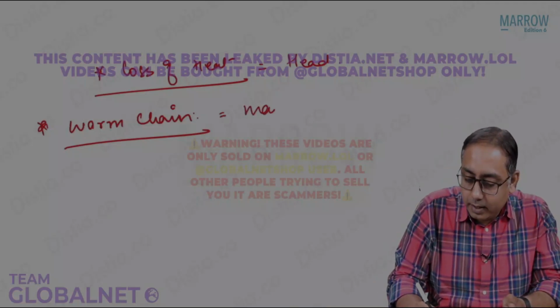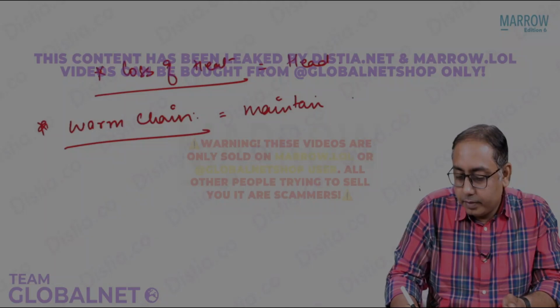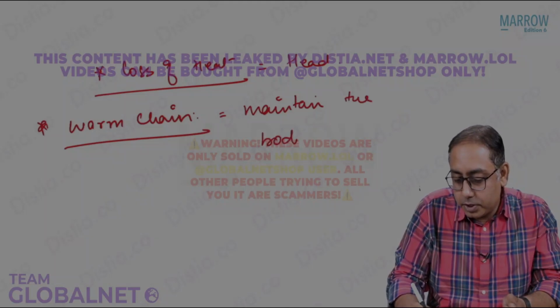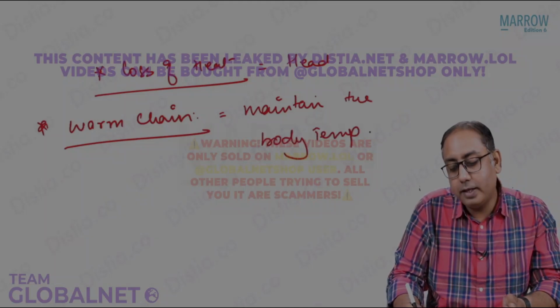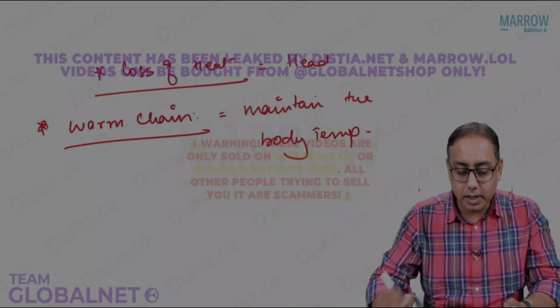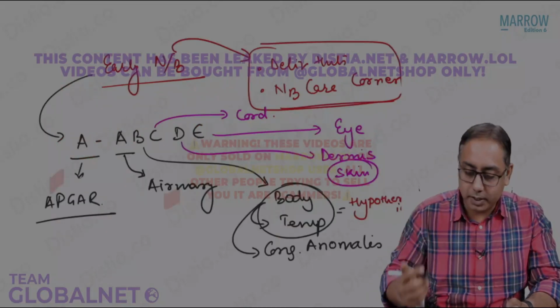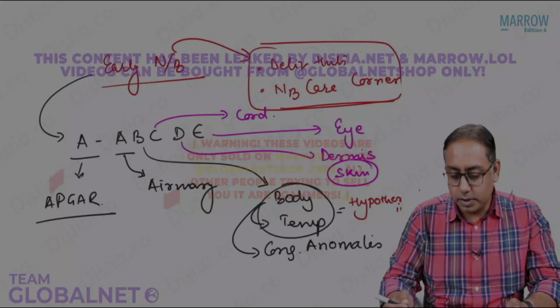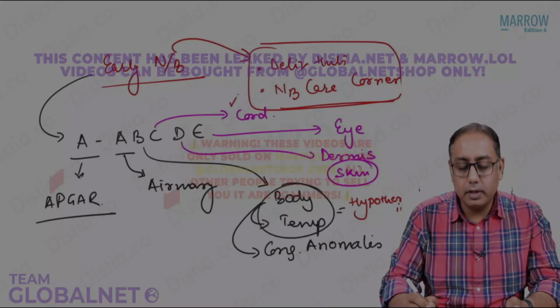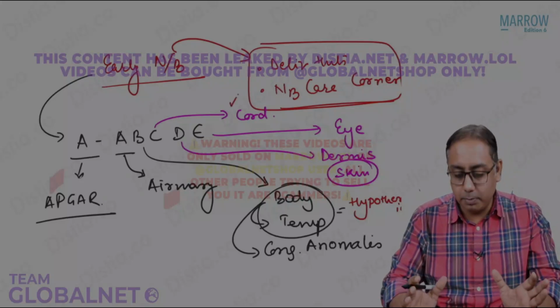It is to maintain the body temperature of the child. To maintain the body temperature of the child, we have a warm chain. So in body temperature, you need to study about the warm chain. Then is cord care. The cord should be very clean and nothing should be applied.